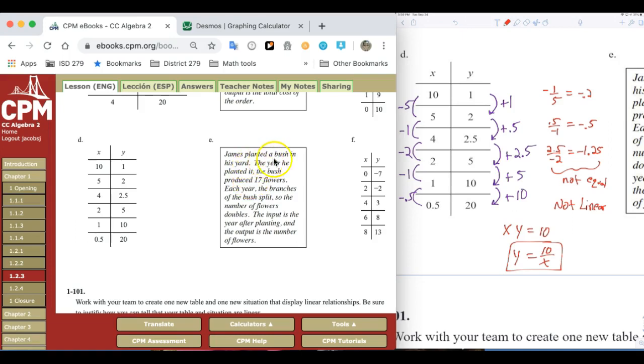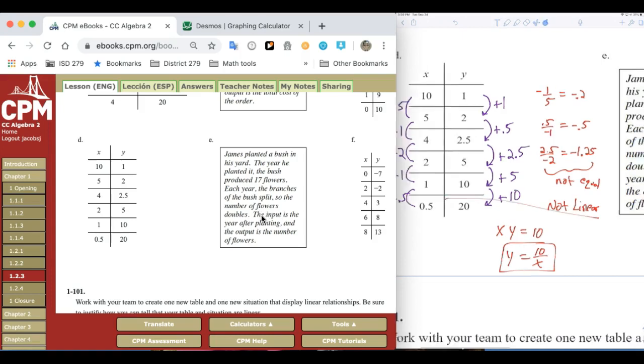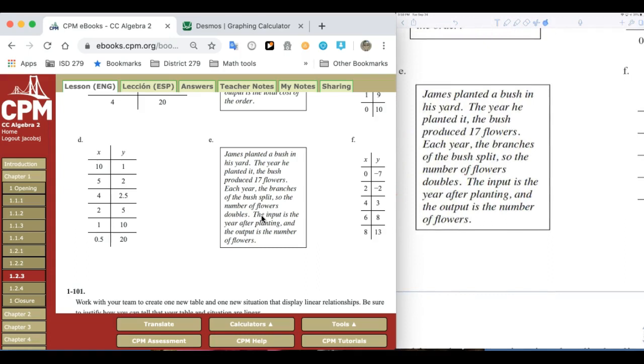Part E, James planted a bush in his yard. The year he planted it, the bush produced 17 flowers. Each year the branches of the bush split so that the number of flowers doubles. So if I copy that into my notes, making the table that's in this situation, the year he planted it, which we're going to say is 0, there was 17 flowers. 1 year later, it doubled. So 17 times 2 is 34.